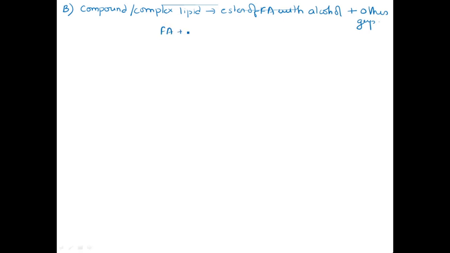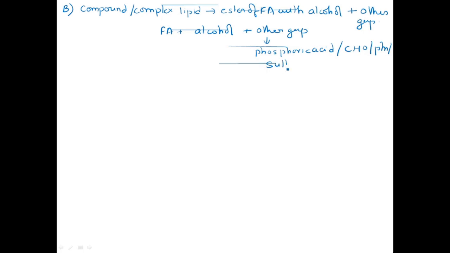So we have fatty acid that will combine with alcohol, plus it can contain another group. This other group can be a phosphoric acid, or it can be a carbohydrate, a protein, a sulfate group, etc. So depending upon the type of other group, compound lipid can be of various types.